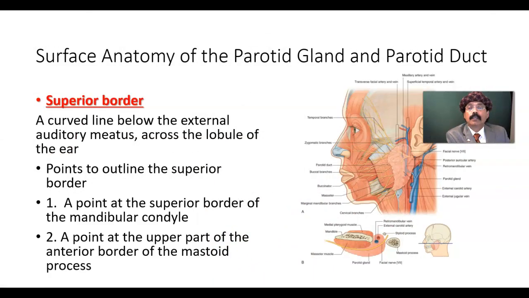Then the superior border is a curved line below the external auditory meatus across the lobule of the ear. What are the points? A point at the superior border of the mandibular condyle, and a second point at the upper part of the anterior border of the mastoid process. So it goes this way. We got that.